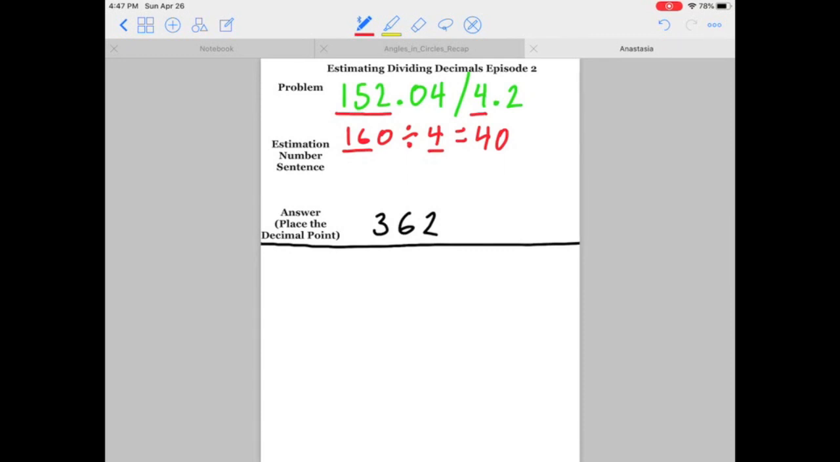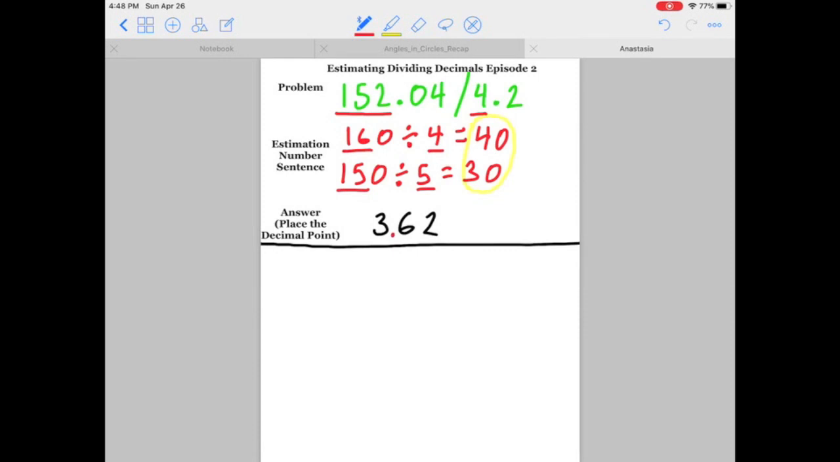Trying to think of another one. Here's an idea. I can make this 150, because 152 and 150 are pretty close. And 4.2, what if we just made that up to a 5, right? Okay, because then I know 15 divided by 5 gives me 3. I can't forget my 0. I get 30. So I know my answer is going to be around 30 or 40. So now I've got to place the decimal point in the answer. Okay, so 30 or 40.